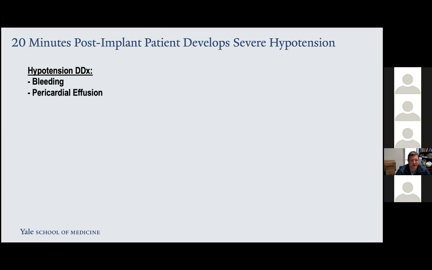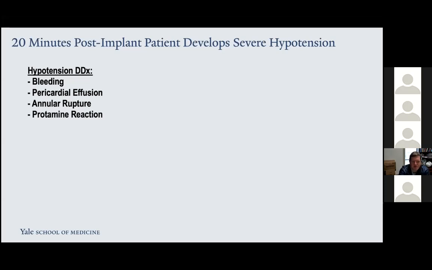The next is that we have potentially a pericardial effusion. In these settings, especially if there's a lot of heavy calcification around the valve, and when we're using balloon expandable valves, we worry about the risk of annular rupture. Protamine reactions actually can occur and can cause some degree of hypotension.